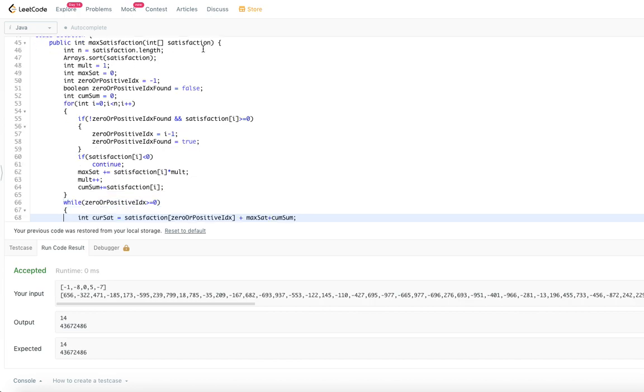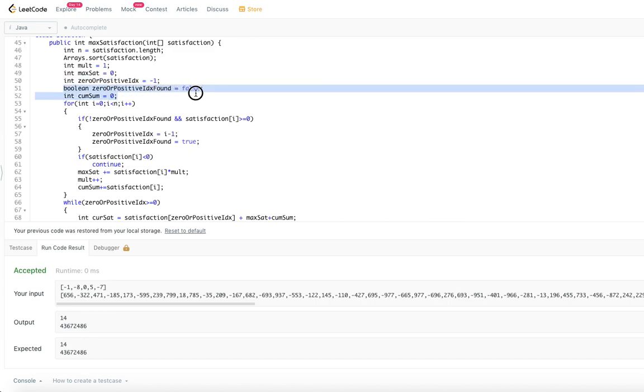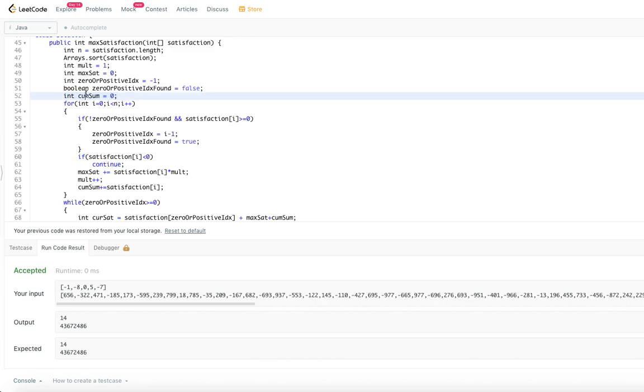So now we are passed the satisfaction array. So n is equal to satisfaction dot length. First we are going to sort, Arrays dot sort satisfaction. I am initializing the multiplication factor with 1 and the max satisfaction with 0. I am initializing the 0 or positive index with -1, and the boolean, 0 or positive index found, to false initially. So this is what we are going to see first, positive index, right? Basically non-negative. So current sum I am initializing to 0, that is the cumulative sum.